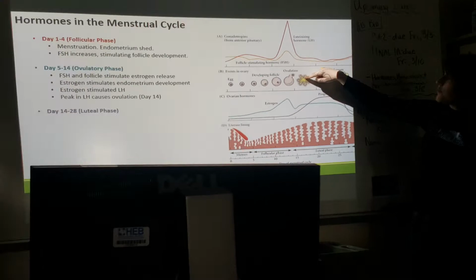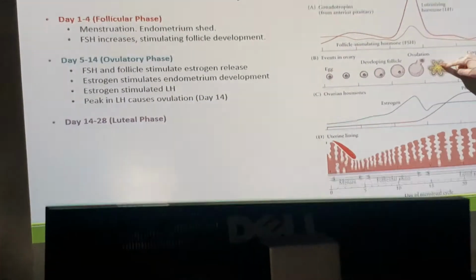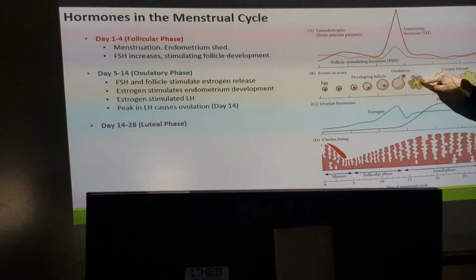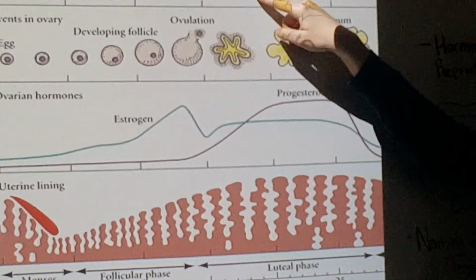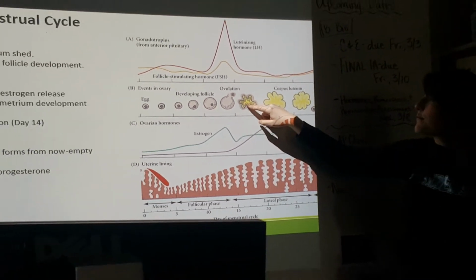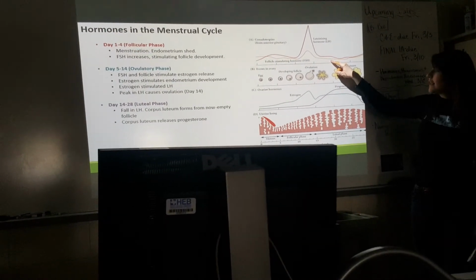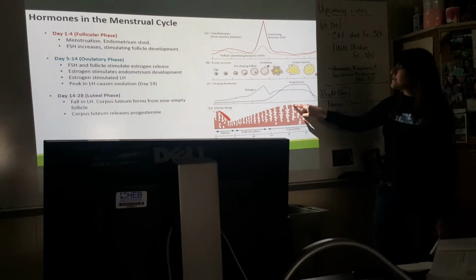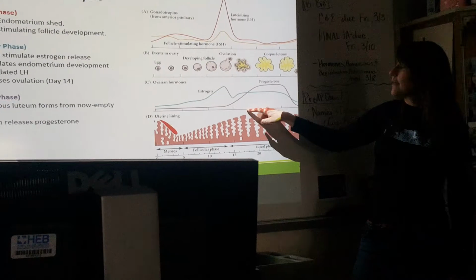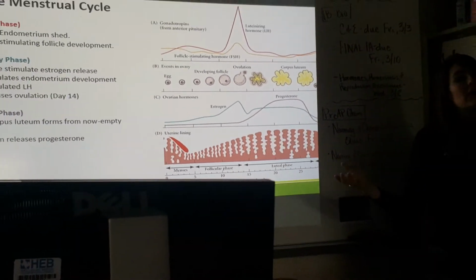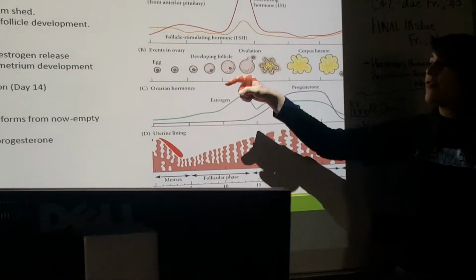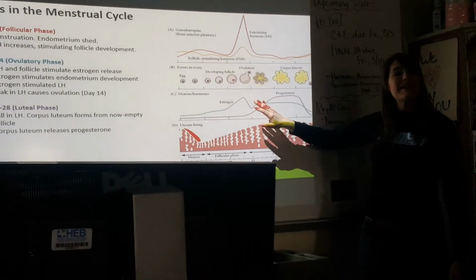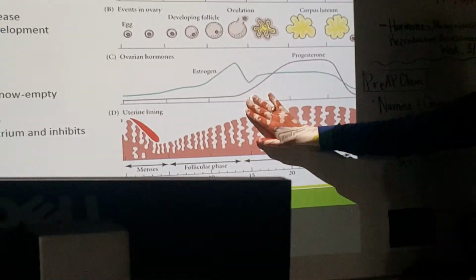The empty follicle does not stay empty. The corpus luteum, or the yellow body, begins to develop, and it starts to secrete progesterone. The corpus luteum releases progesterone, and this maintains the endometrial lining, so that if an egg is fertilized, it can implant into an endometrium thickened by estrogen but maintained by progesterone.